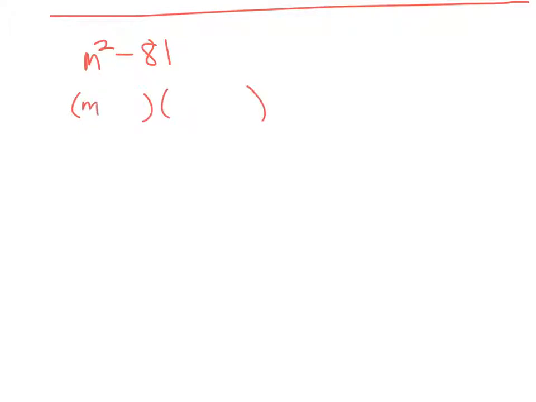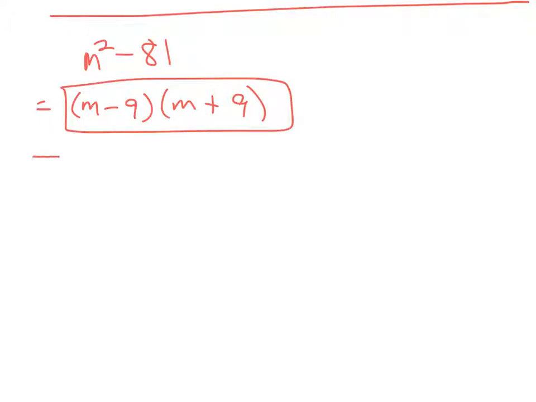It's going to go m and m, 9 and 9, plus in one, minus in the other. Neither one of those factor. So we're finished right there on that one.